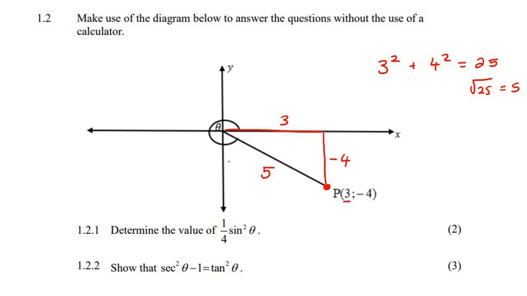So it says a quarter sin squared of theta. Now I know that that looks scary, but you can actually just write it like this.